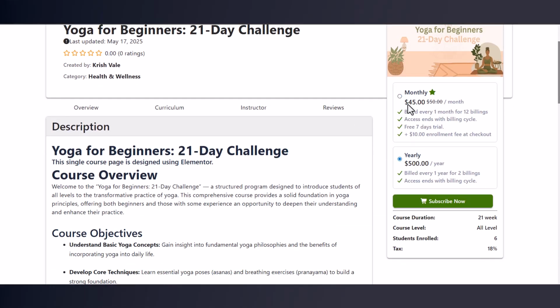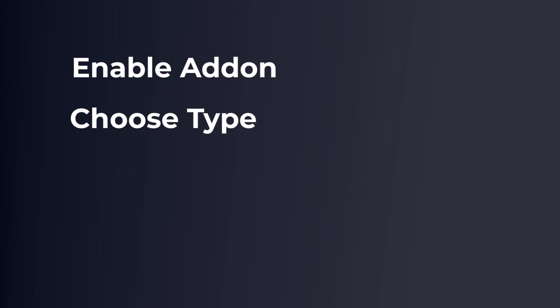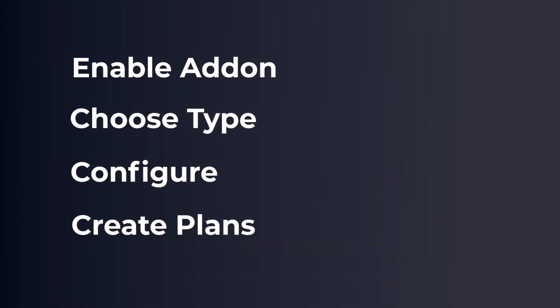The Acadlix subscription module makes it easy to sell your courses on a recurring payment model. Simply enable the add-on, choose between manual or auto renewal, configure the settings and create subscription plans directly from your course pages. With automated renewals and reminder emails, you can build a reliable, scalable, subscription-based learning platform.